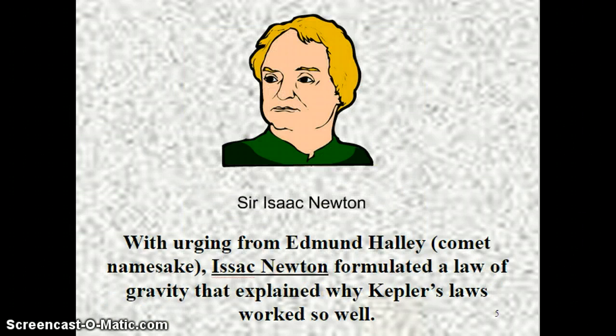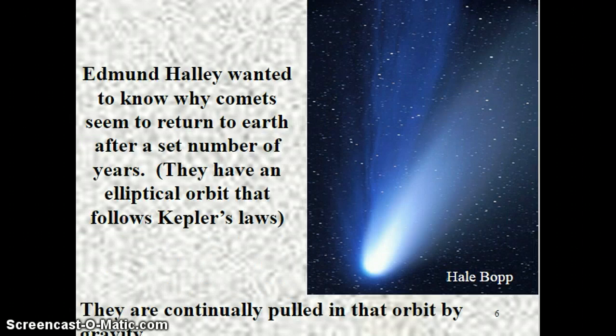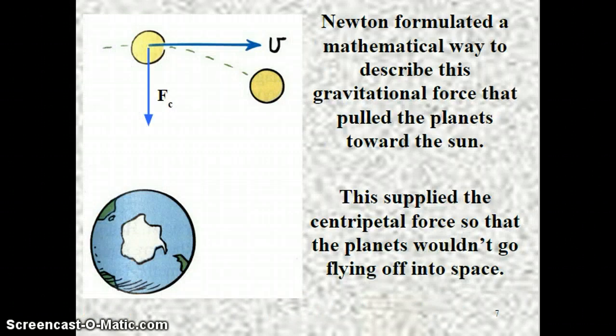Now, Halley's Comet, which I think many people are aware of, is named after Edmund Halley, who discovered it. He kind of pressed Isaac Newton, who was a contemporary of his, to formulate a law of gravity to explain why Kepler's laws work. And what Newton came up with was a theory in which masses pull things towards each other.